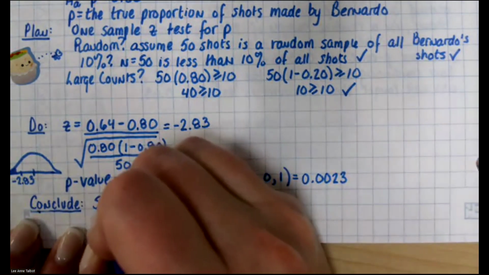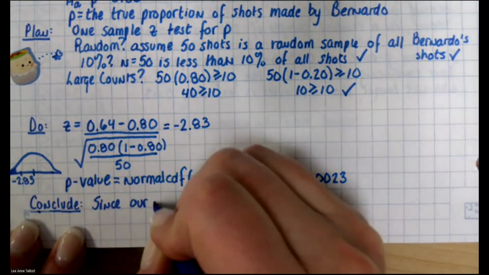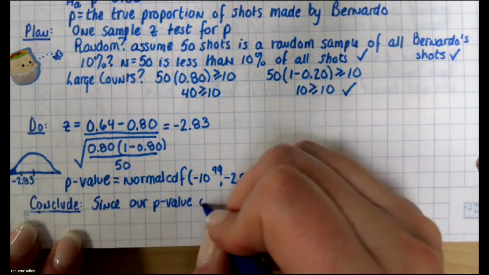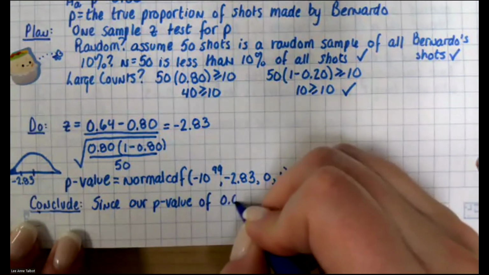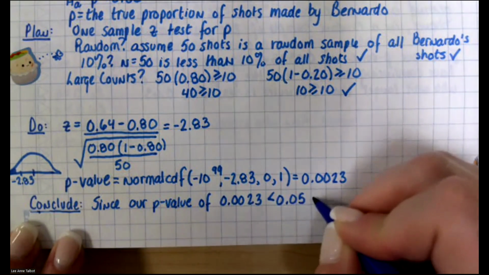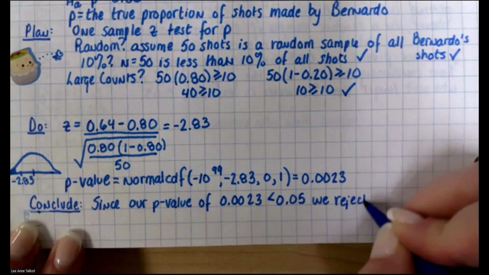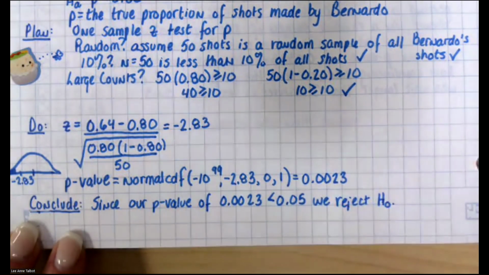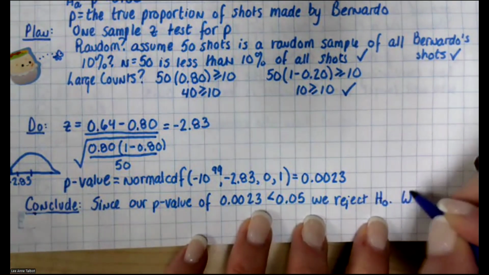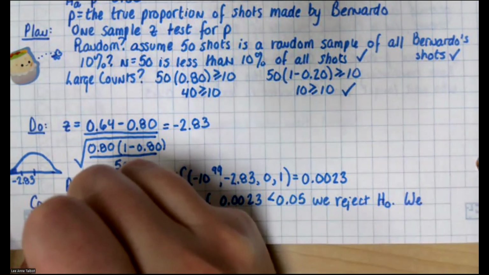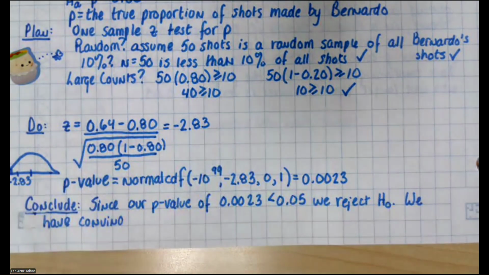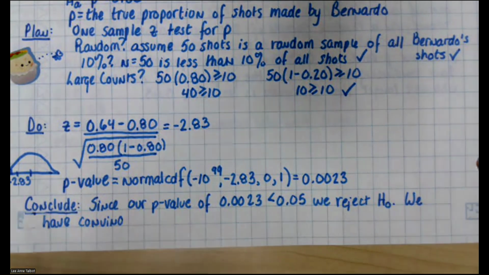Okay, since our p-value of 0.0023 is less than 0.05, we reject the H0. We have convincing evidence. Poor Bernardo, I feel like I'm betraying him somehow.